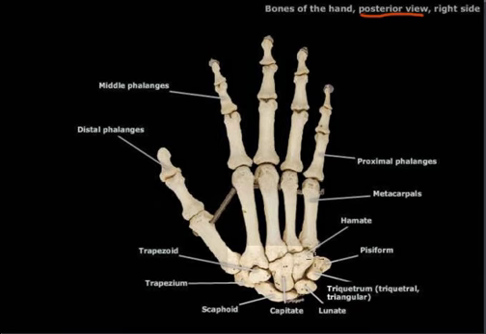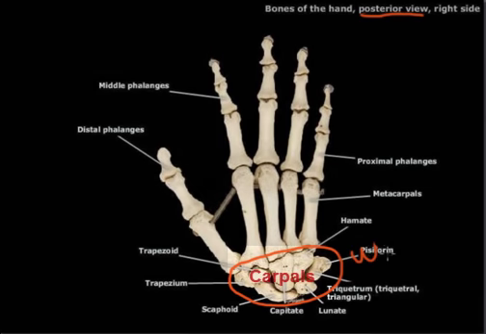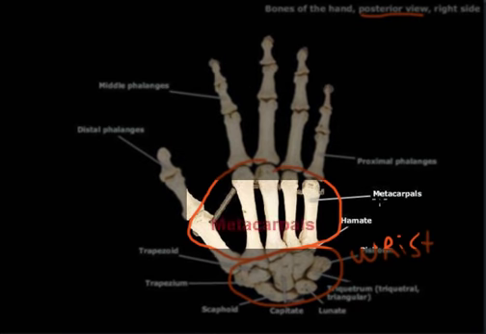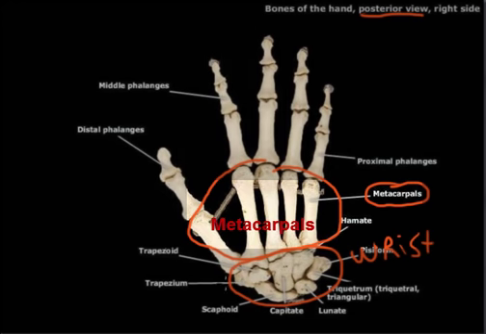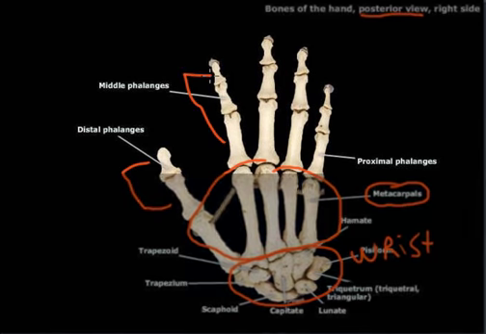So that would mean these little bones that we'll go over individually in just a few minutes, those are the carpals, and they make up the wrist. The next bones, this set, are simply called metacarpals, and that's what makes the palm of your hand. The remaining bones are the phalanges, and those are just the fingers.